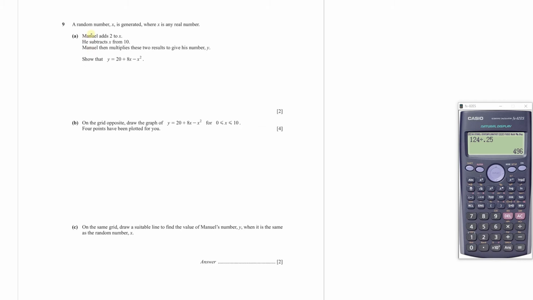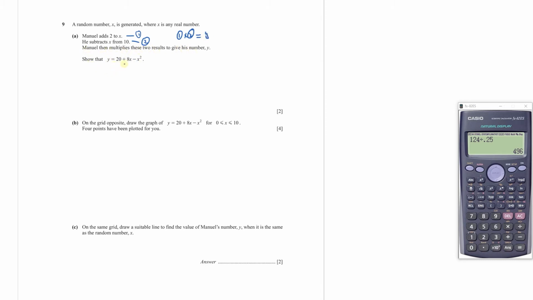Question number 9: a random number x is generated, where x is any real number. Manuel adds 2 to x. He subtracts x from 10. Manuel then multiplies these two results to give his number y. So this is the first number that he gets, and this is the second number that he gets, and then he multiplies 1 by 2. So 1 multiplied by 2 will be y.